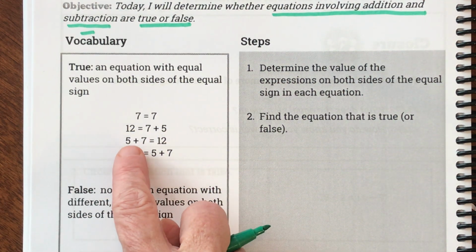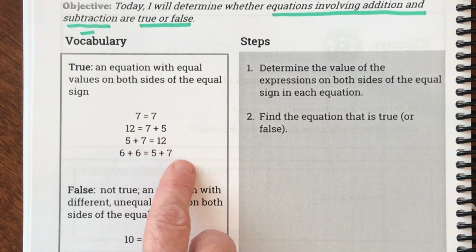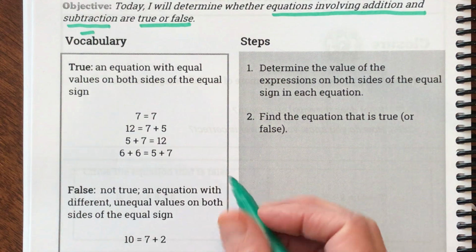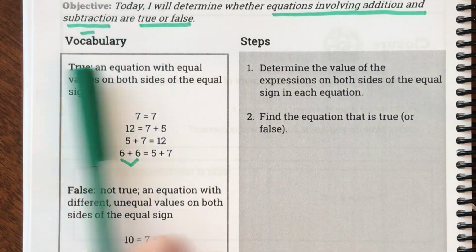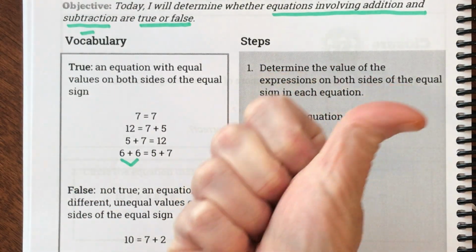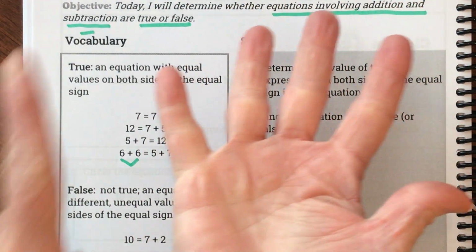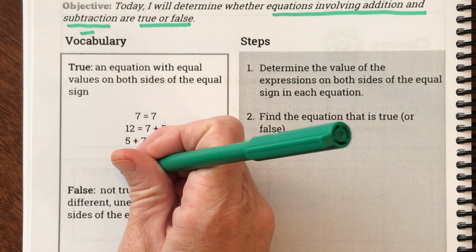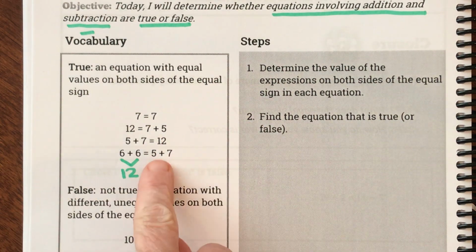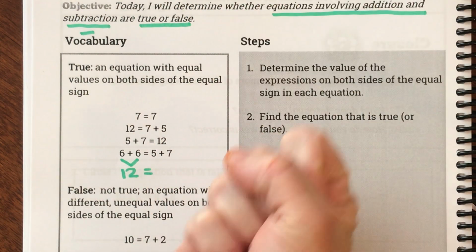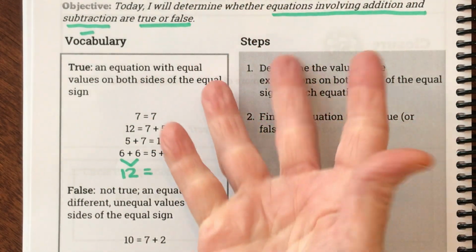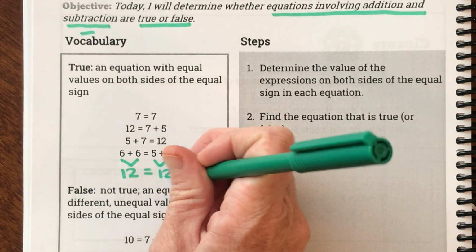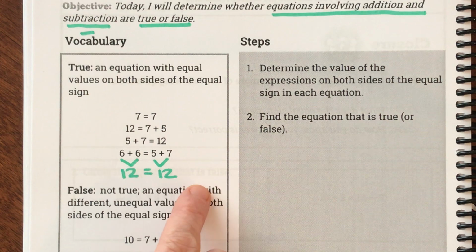Here they switched it, but we still have 5 plus 7 is 12. Here we have to solve on both sides. So here we have 6 plus 6. Well, if we put 6 in our hand and count on, what is 6 plus 6? Let's say 6, 7, 8, 9, 10, 11, 12. So 6 plus 6 is 12. And on this side, we have 5 plus 7. So let's put the larger one in our hand. So 7, 8, 9, 10, 11, 12. So this side equals 12 also. So those are equal. So all of those equations are true.